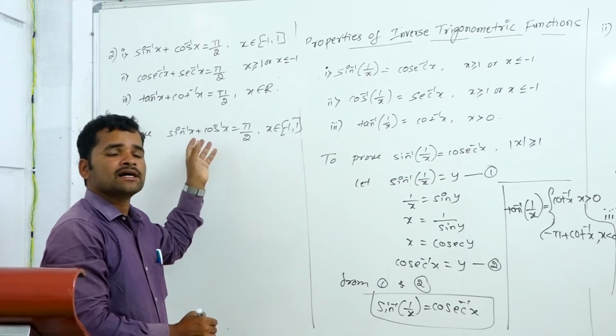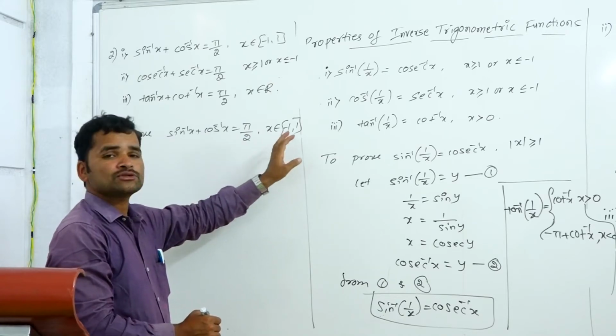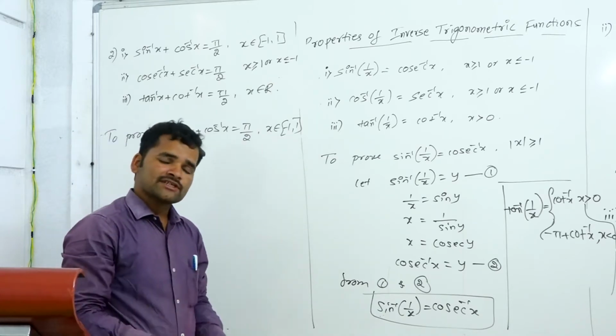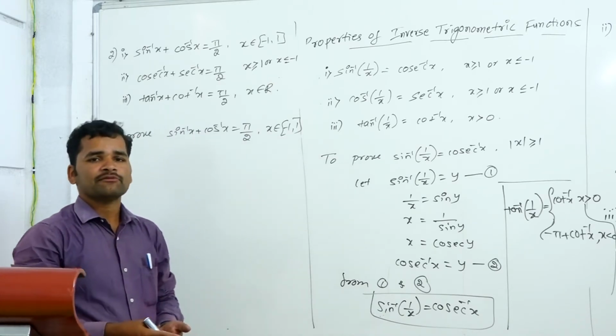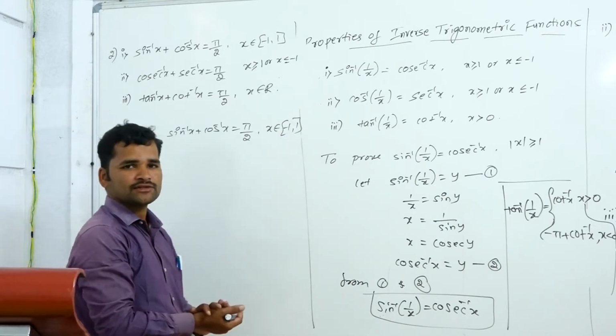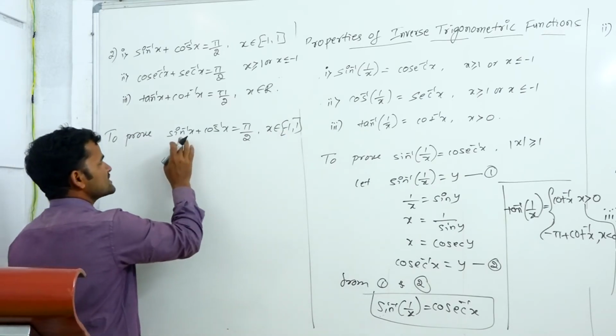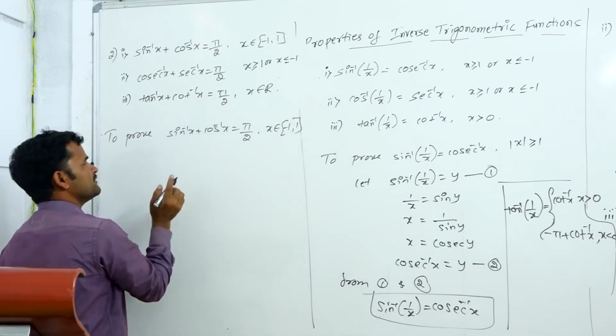Other than minus 1 to plus 1, if we substitute, first of all their sin inverse and cos inverse are not defined for that. X should lie in this interval only. Fine. Sin inverse of x plus cos inverse of x is equal to pi by 2.